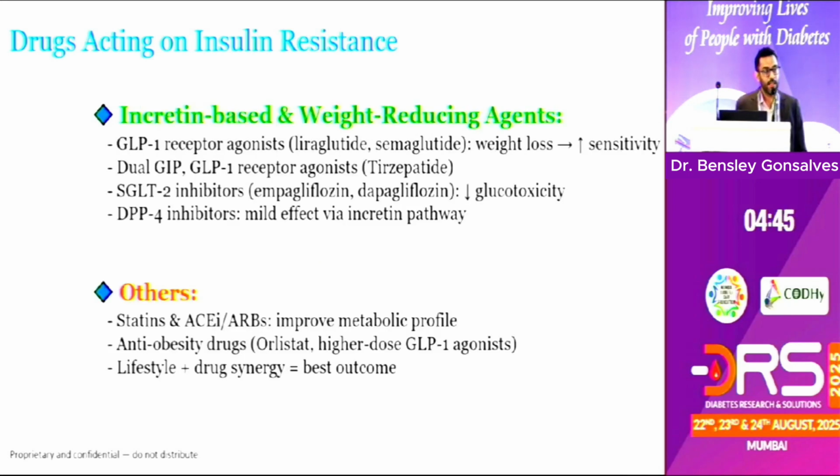Then other drugs are the incretin based drugs, GLP-1 receptor analogs, dual GLP-1 GIP receptor agonists like tirzepatide, SGLT2 inhibitors, DPP4 inhibitors, and other agents like statins, ACE inhibitors, ARBs. They improve the metabolic profile. Anti-obesity drugs, orlistat, semaglutide, even tirzepatide, when used as anti-obesity drugs, reduce insulin resistance. Of course, the main and the most effective is lifestyle along with the drugs, which has the best outcome.